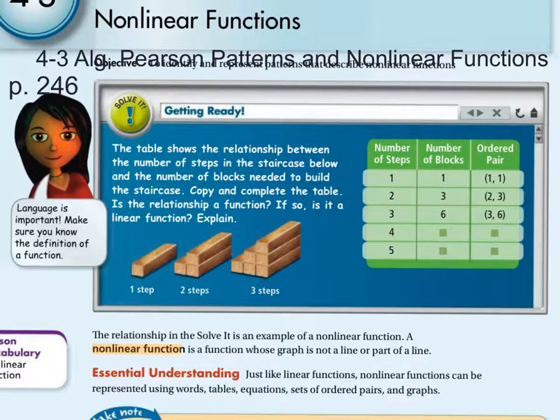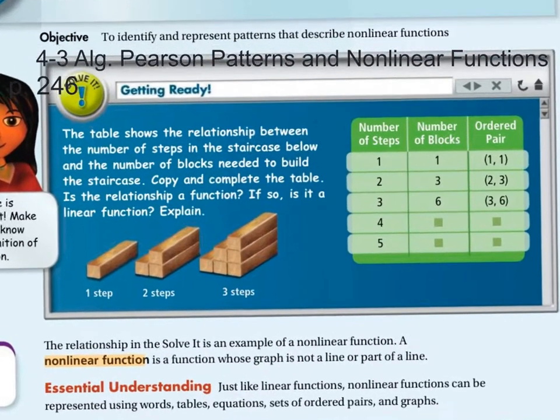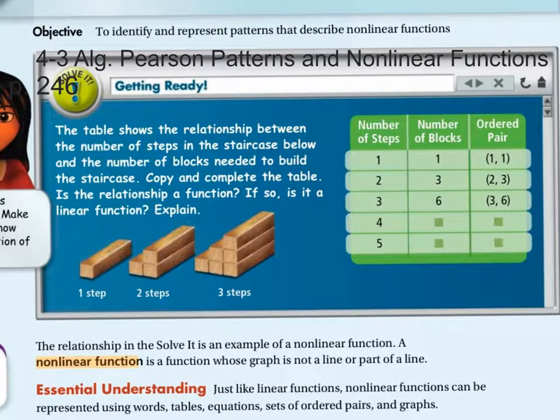Copy and complete the table. Is the relationship a function? If so, is it a linear function? You can see for 1 step we need 1 block. For 2 steps we need 3 blocks. For 3 steps we need 6 blocks. And we could think about further what we would need for that.